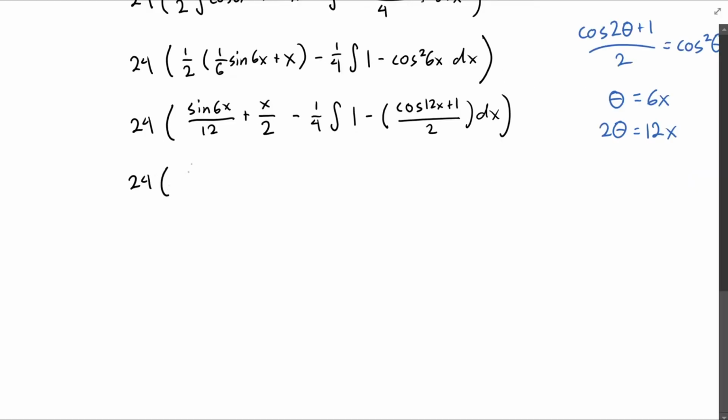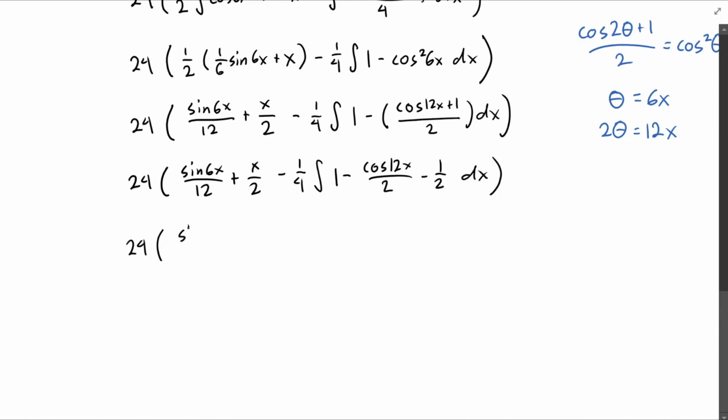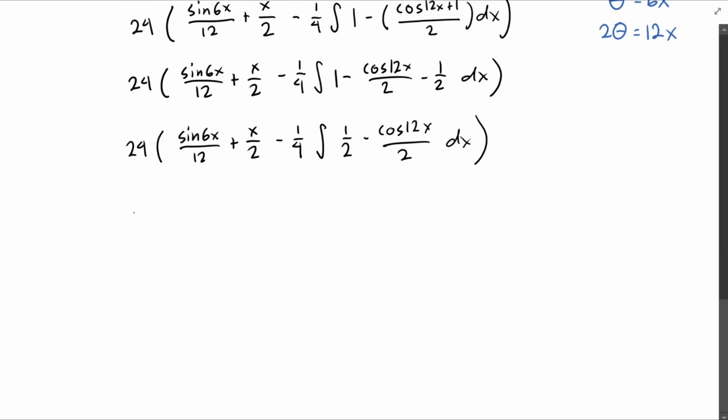So now I'm just going to rewrite our first couple of terms. I'm just going to be working on our second integral. So the next thing we'll do is separate the fraction into 2 terms and then multiply the negative into both of them. So we'll have the integral of 1 minus cosine 12x over 2 minus 1/2 dx. And then again I'm going to rewrite, and then I'll add the two terms 1 and negative 1/2 together to get 1/2. So we'll get 1/2 minus cosine 12x over 2.